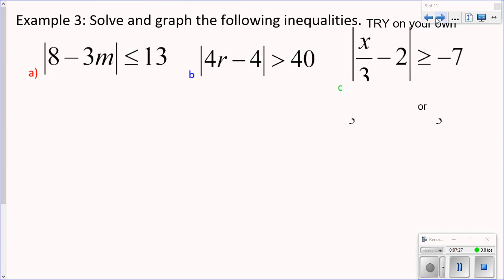Example 3, we're going to go ahead and solve these inequalities. These two we're going to do together. This one, though, you guys are doing on your own. To solve them, we're going to go straight in. Absolute value already by itself. Great, we can go ahead and solve it.